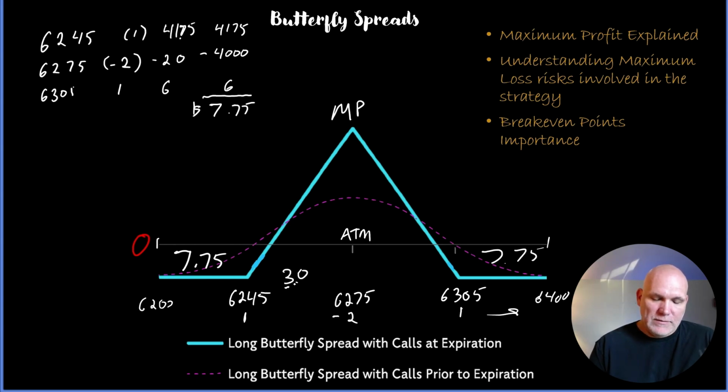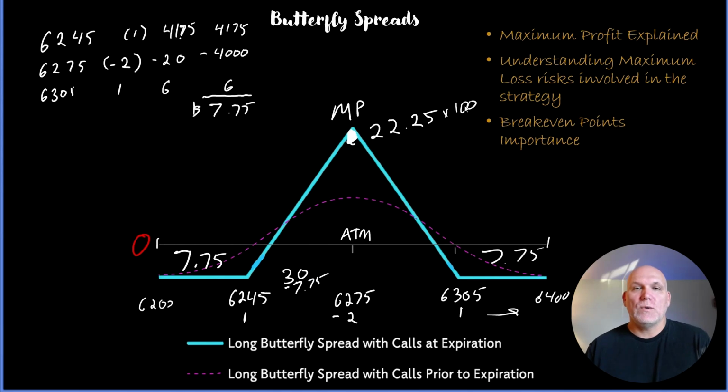7.75. 7.75 is 22.25. So this point right here at the end of the day would be worth 22.25 times 100 because we're dealing with contracts of 100. So it'd be worth 2,200 bucks if you wait to the end of the day. That's great and all, but what are the odds that it's going to close exactly at 62.75? Very slim. So you set a takeout point.